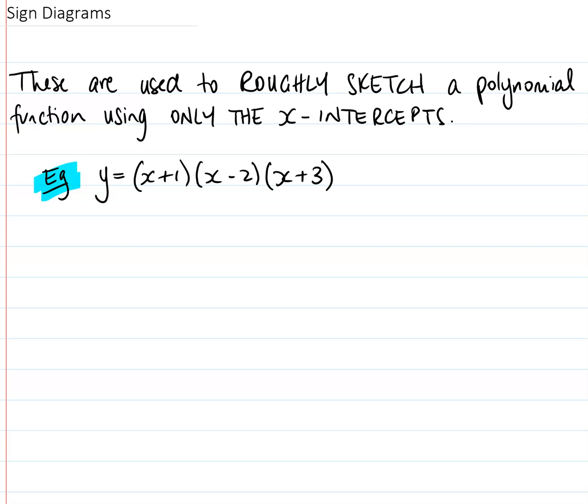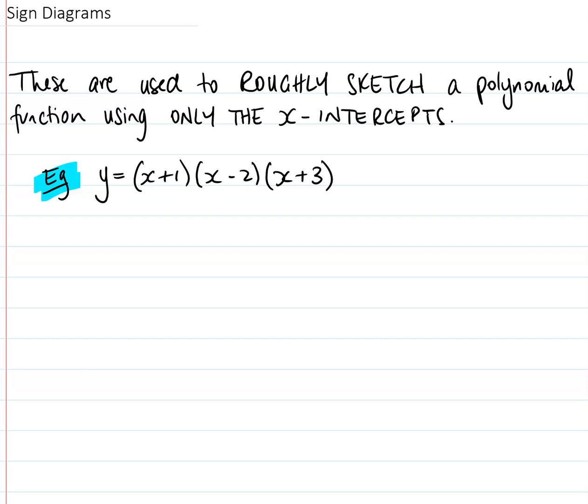A sign diagram is a type of diagram that we would use if we simply wanted to roughly sketch a polynomial function using only the x-intercepts. This is not an accurate diagram using anything else other than the x-intercepts and a few random coordinates. All we want to know is which side of the x-axis the graph sits at what points on the graph, and that's going to make more sense as I go through it. So let's have a look at our example.